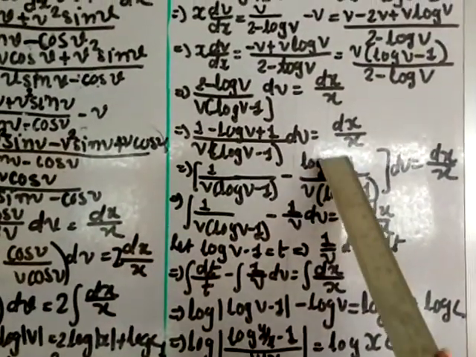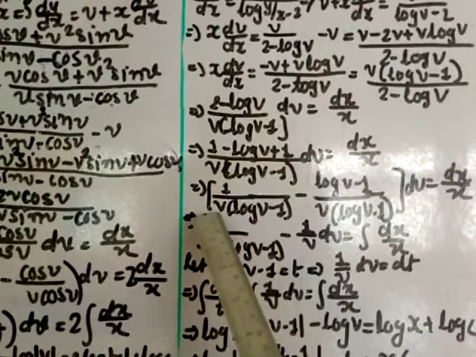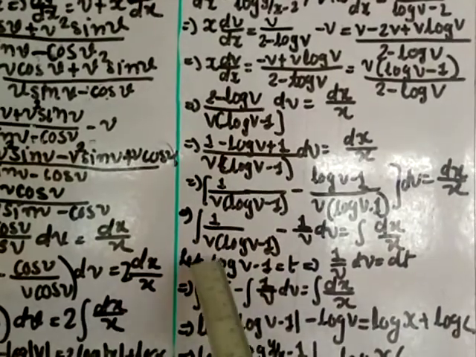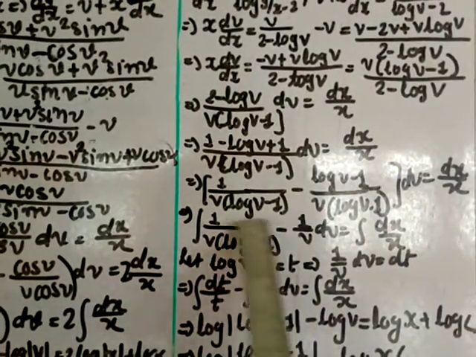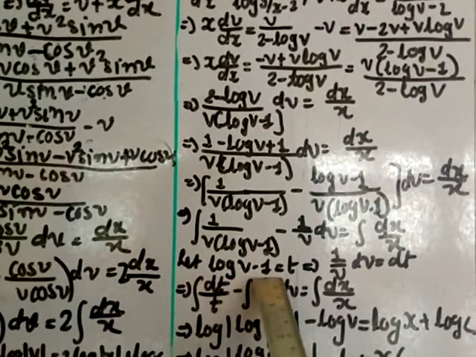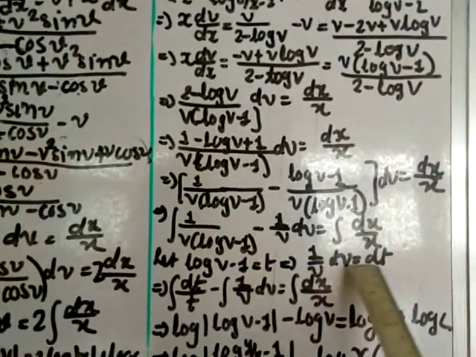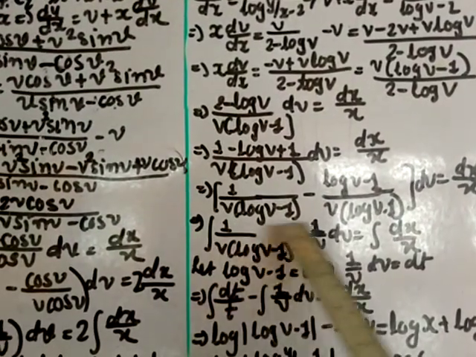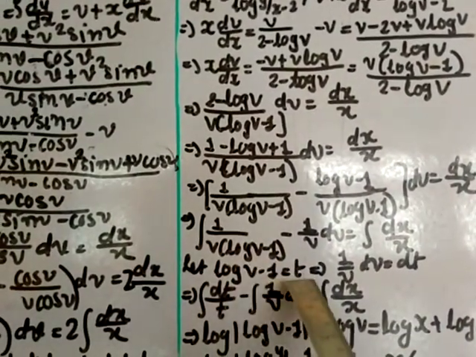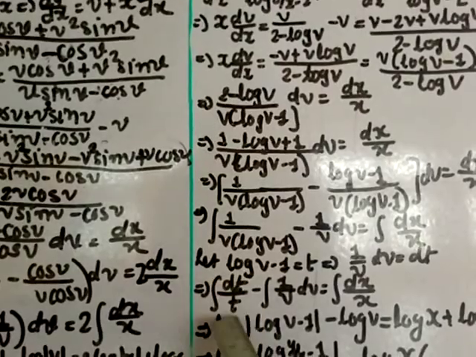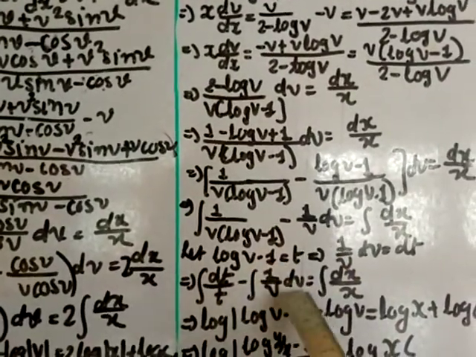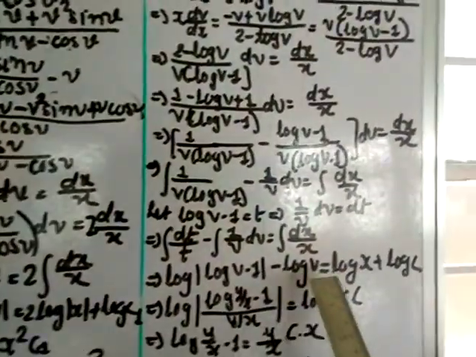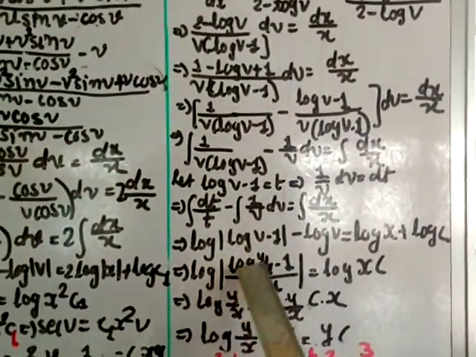Now here this one will cancel, so you get here 1 by v, and here you get 1 by v into log v minus 1. Integrate both sides. Now when you integrate this, you have to take it as t. So log v minus 1 is equal to t. Differentiate, so 1 by v dv is equal to dt. So now 1 by v dv will give you dt, and this you are taking as t. So I am separating the integral: integral dt by t minus integral 1 by v dv equal to integral dx by x. So this is log t.